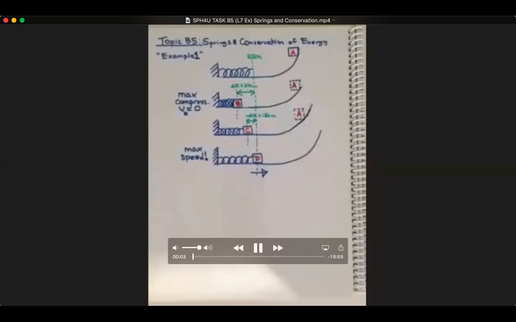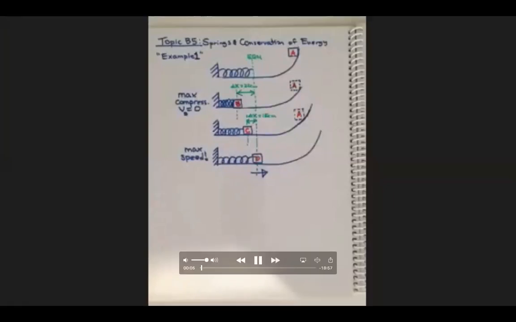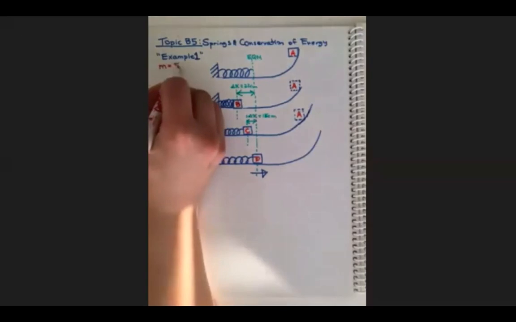Let's do together example 1 from the Springs and Conservation of Energy pages of your student notes package. Let's always read the question first and then draw a diagram. So we have a model car of mass 5 kilograms that slides down a frictionless ramp into a spring with a spring constant that's given of 4.9 kilonewtons per meter. So let's write down any important information. We have mass, and we have the spring constant given. That is 4.9 kilonewtons per meter.